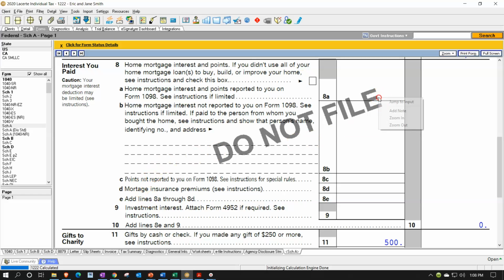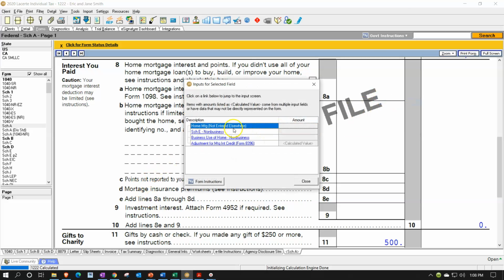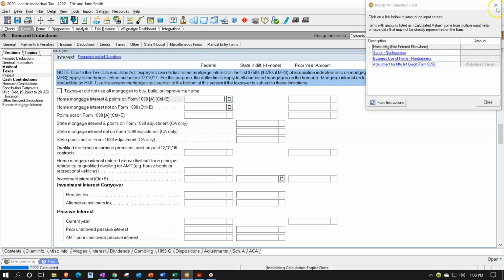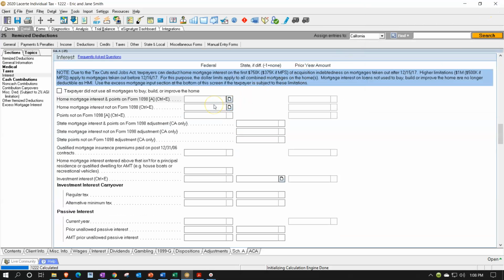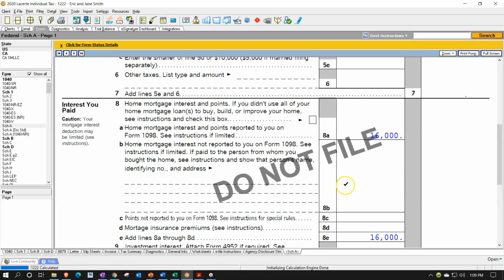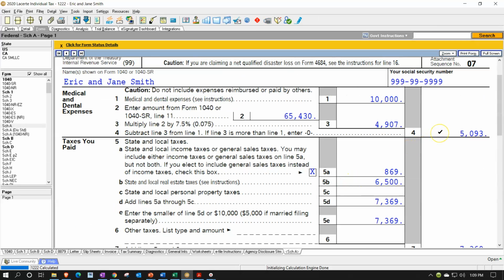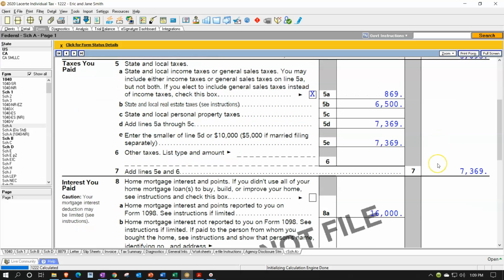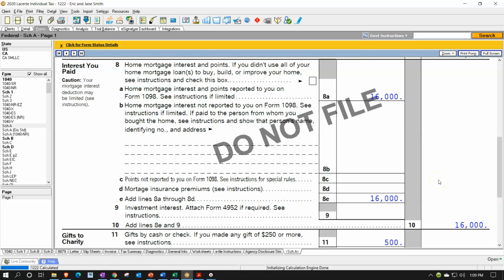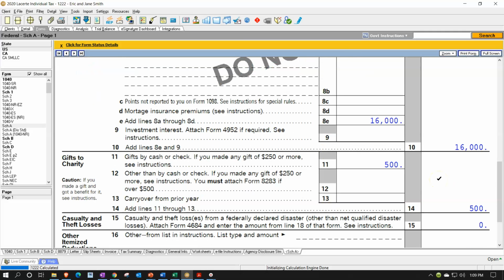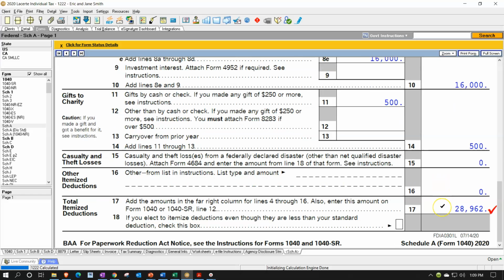So we're going to go then to the Schedule A and mortgage interest we're going to put here the $16,000 with the 1098, pulling that back over to the Schedule A now. So now we have the $5,093 medical expenses, the $7,369 of the taxes thus far. We have the $16,000 for the mortgage, the $500 for the gifts to charity, and that's going to bring us up to the $28,962, which is greater than the standard.